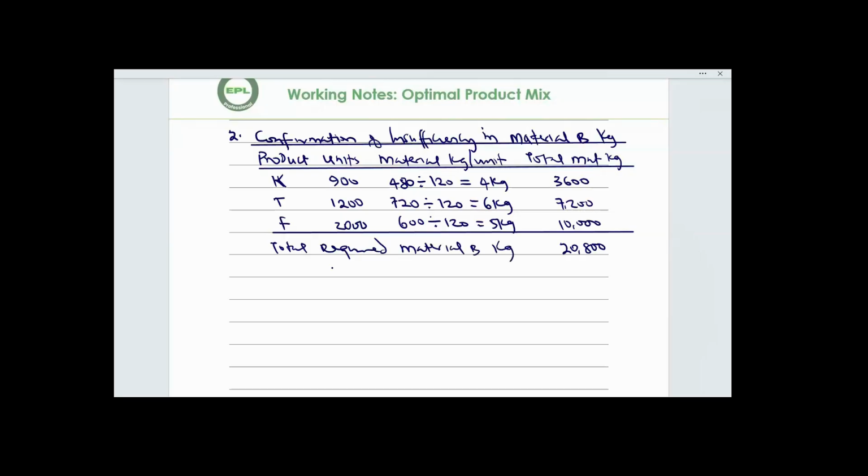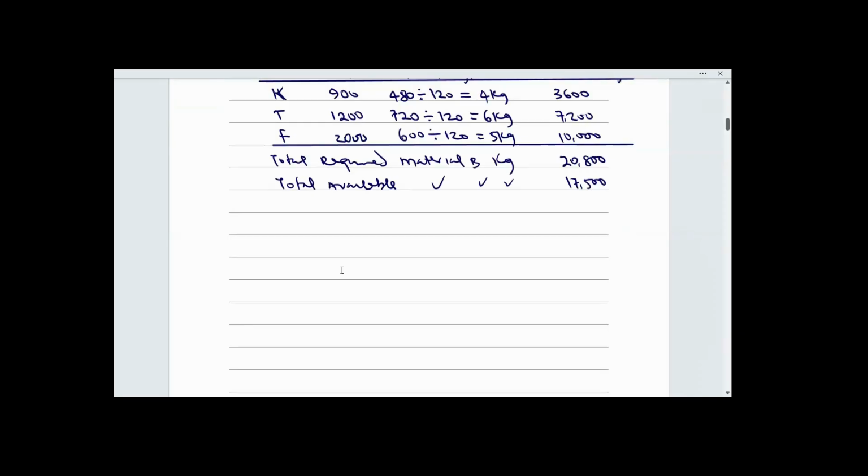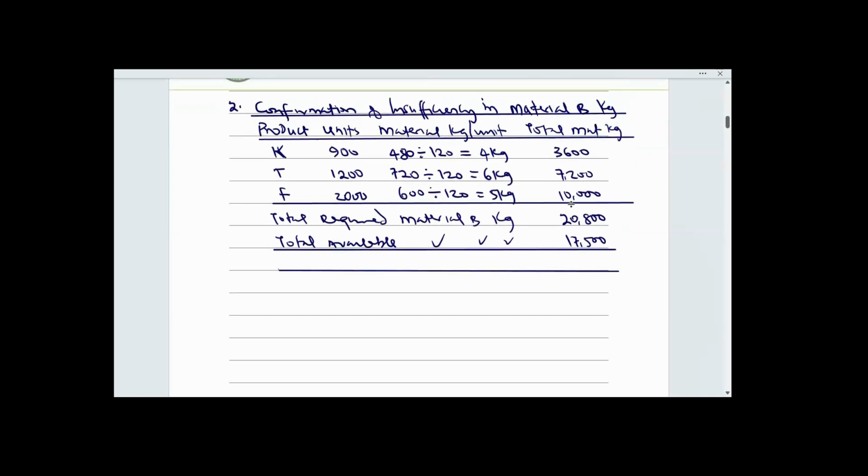Kilogram. So you need to compare this with total available material B kilogram. We have only 17,500. All right, that's a shortfall. That's a 3,300 shortfall.